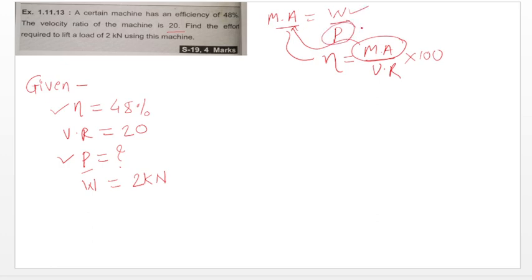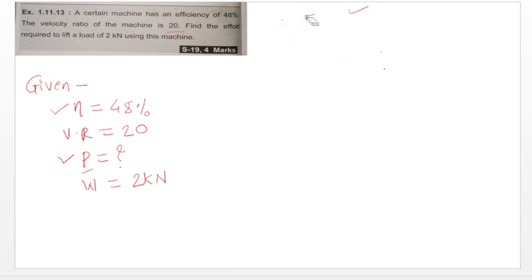Effort I will get. Okay. Like this way you need to find out the effort required to lift the load. You should know how to utilize the formula. Okay, now we will start. Then obviously we will start with what? Efficiency. Okay, why we are starting with the efficiency you should know. Okay, efficiency we know.